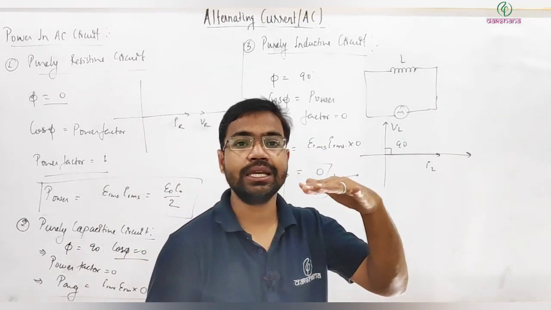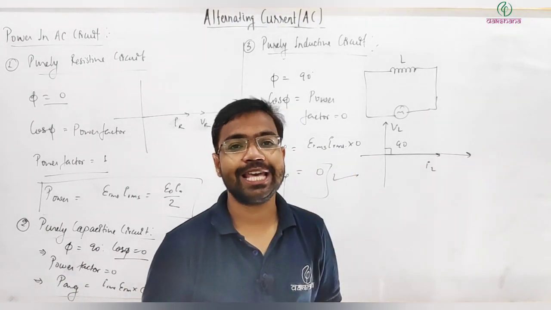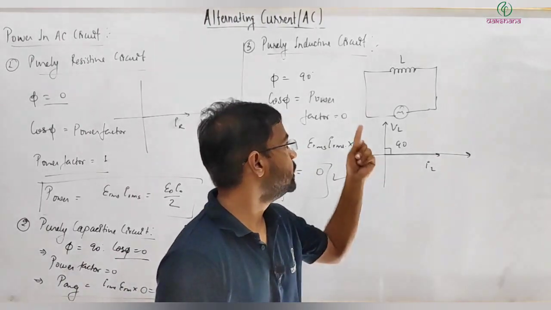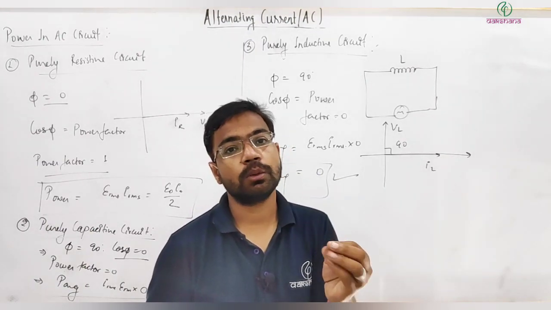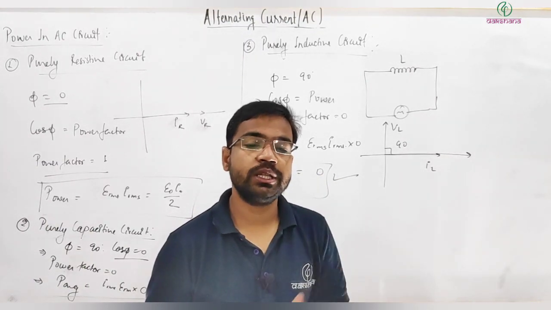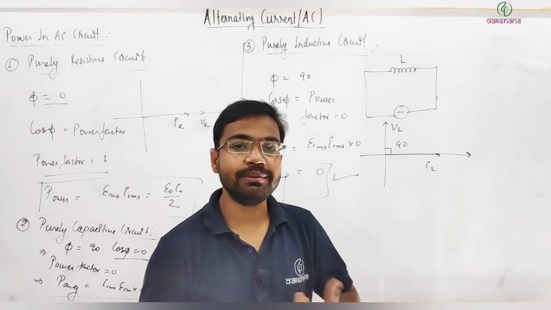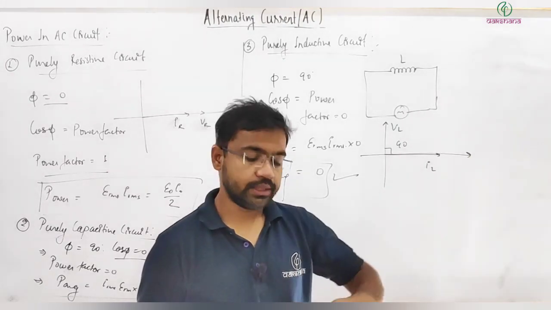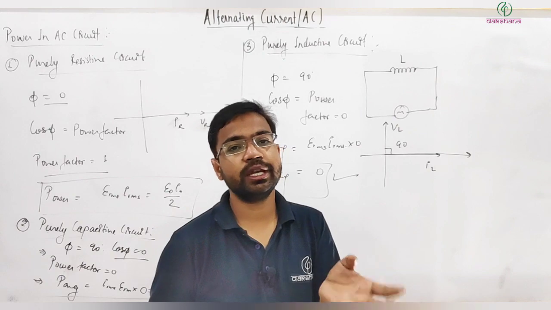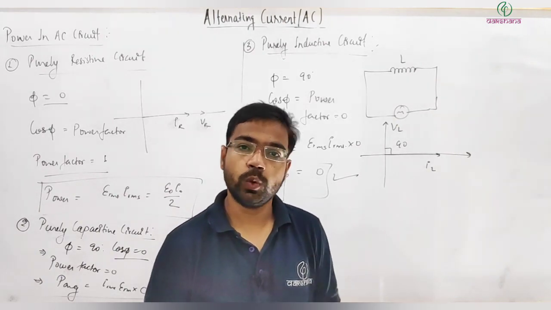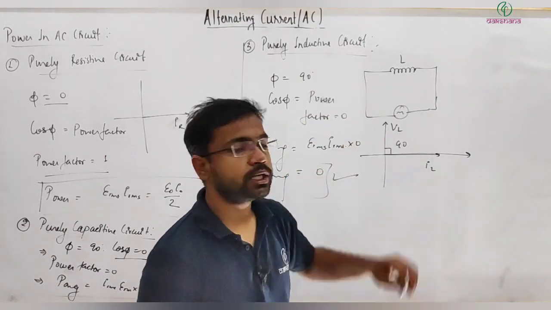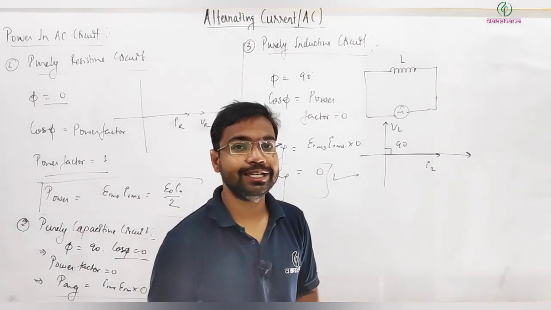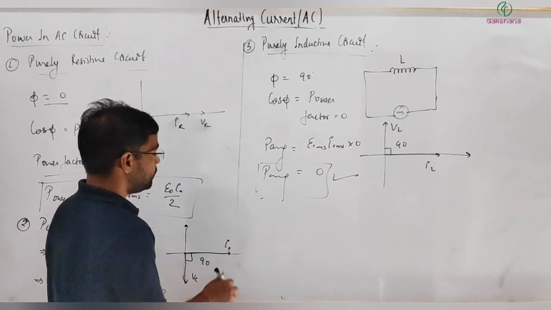So in a cycle, if I ask how much energy or power is consumed by the inductor, the answer is 0. If I just talk about power consumed in the inductor at some moment, it will not be 0, it will be something. In some part it will be absorbing, in another part it will be supplying. Overall in a cycle, the power consumed in the inductor will be 0. Getting it?